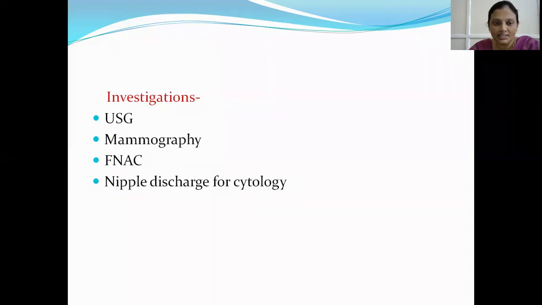The investigations: ultrasonography, the first mode; mammography, for those greater than 35 years of age; fine needle aspiration cytology; and nipple discharge for cytology.